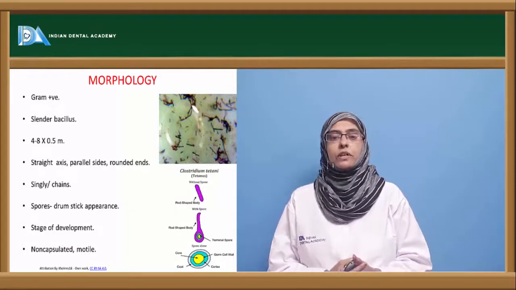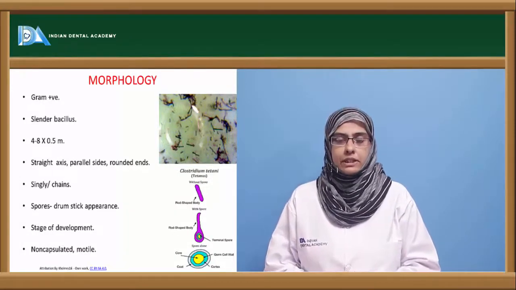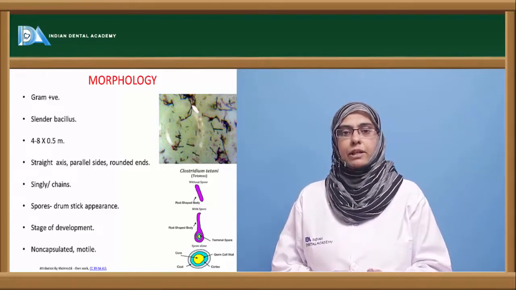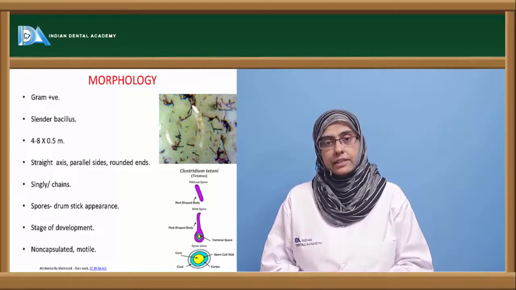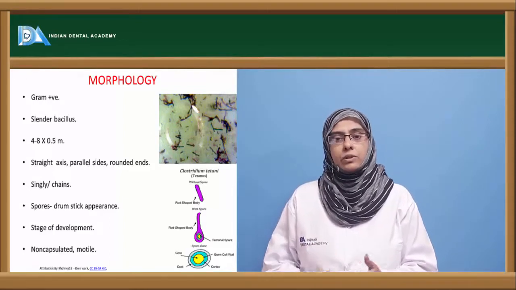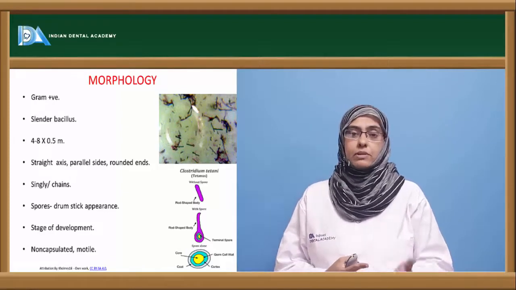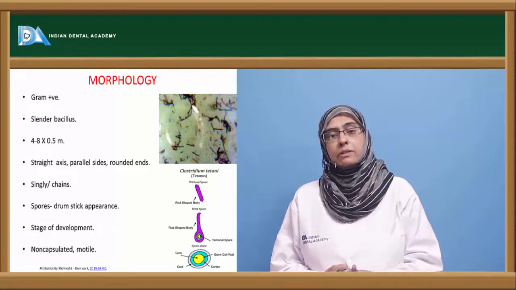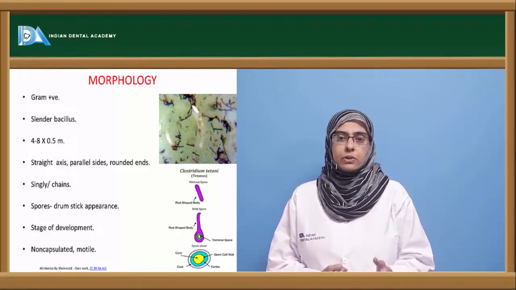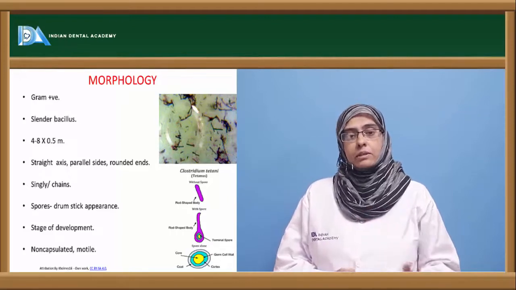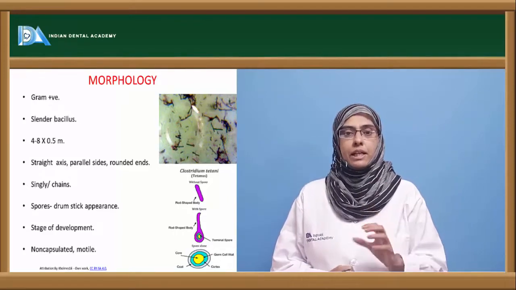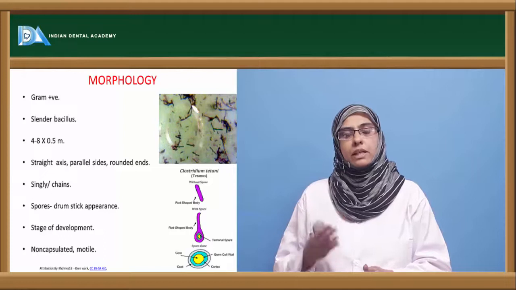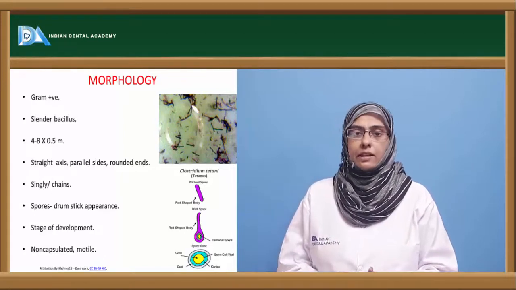Coming to the morphology of the organism, it is gram-positive in nature. It is a slender bacillus measuring about 4 to 8 micrometers in length and 0.5 micrometer in diameter. It has a straight axis, parallel sides, rounded ends, and the most important characteristic feature is the presence of spores. The organism can be seen singly or sometimes in chains, and the spores give the organism a drumstick-like appearance. They are present terminally and are usually rounded, and hence the spores give the organism a drumstick-like appearance, which is easy to identify in gram staining.